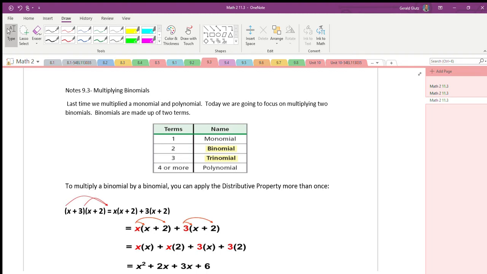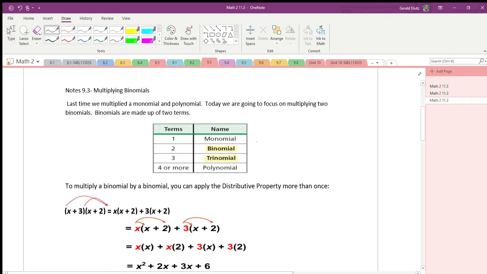To the third section of Unit 9. So today's lesson is going to be all about multiplying binomials. This is something that we're going to be doing for most of the rest of the semester, so this lesson is going to be really important.